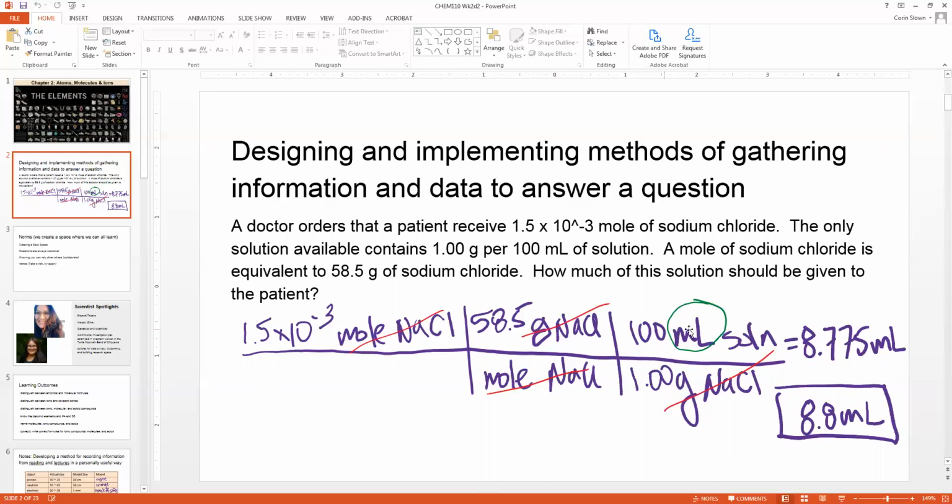So I'm going to multiply across the top and divide by what's on the bottom. That's going to give me 8.775 milliliters. But it's really important that I think about my significant digits here. In this case, my significant figures or significant digits, folks use those words interchangeably, is 2. So I want to make sure that I have 2 sig figs for my final answer, which is 8.8 milliliters.